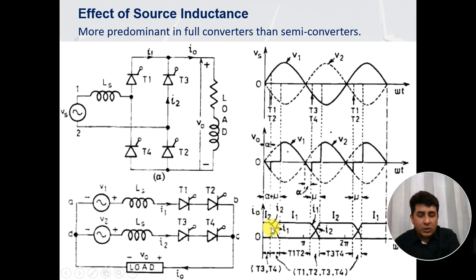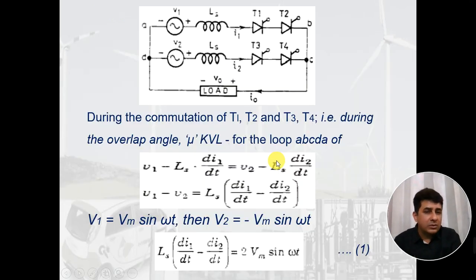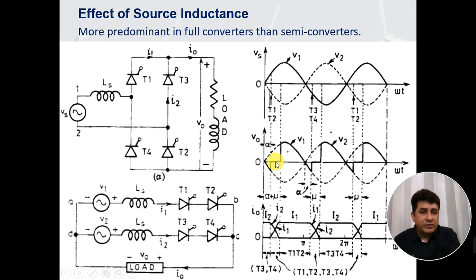So during mu, what is happening? During mu, all these switches are on. That means there is a short circuit between this point and this. If there is a short circuit between these two points, the load is short circuited. So the voltage across the load is 0, because it is short circuited. Let us see what further happens to it.